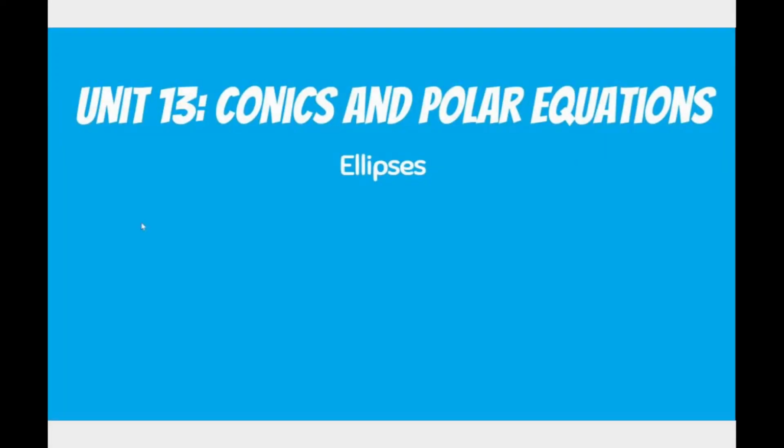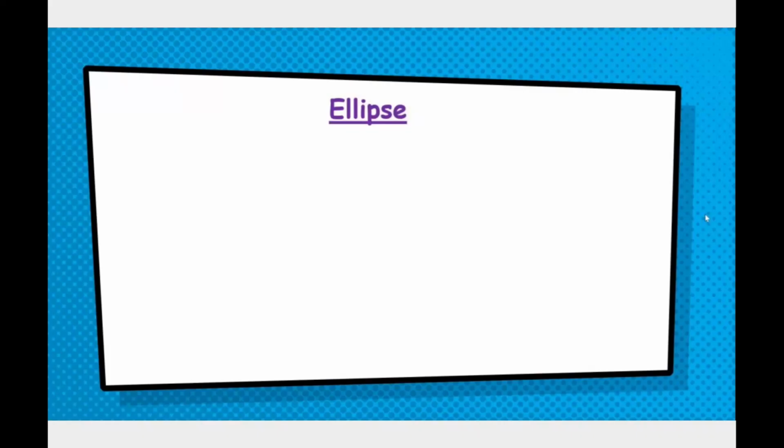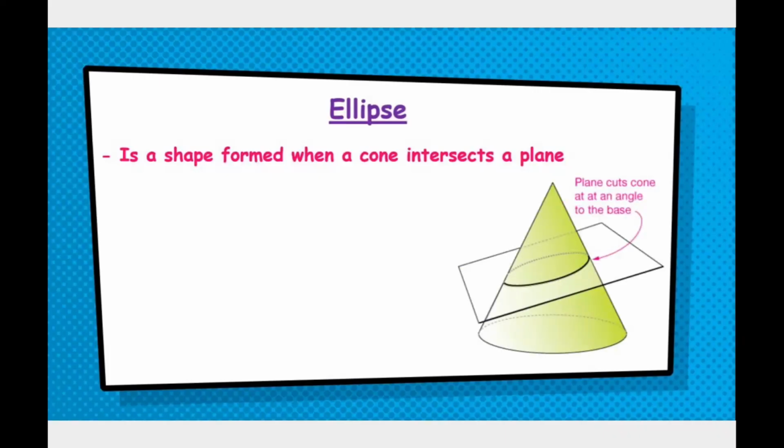Day 2. Continuing on with conics, we have ellipses. So, an ellipse. It's a shape formed when a cone intersects a plane, like this, at an angle to the base. So, not all the way down to the base. It's a closed curve that looks like a stretched circle. That's what an ellipse is.